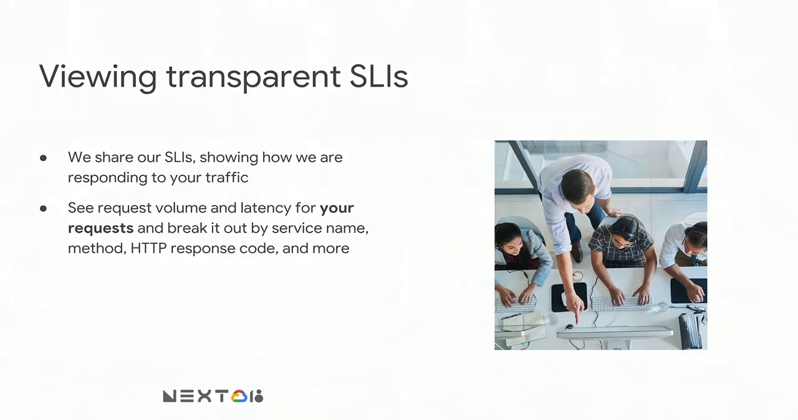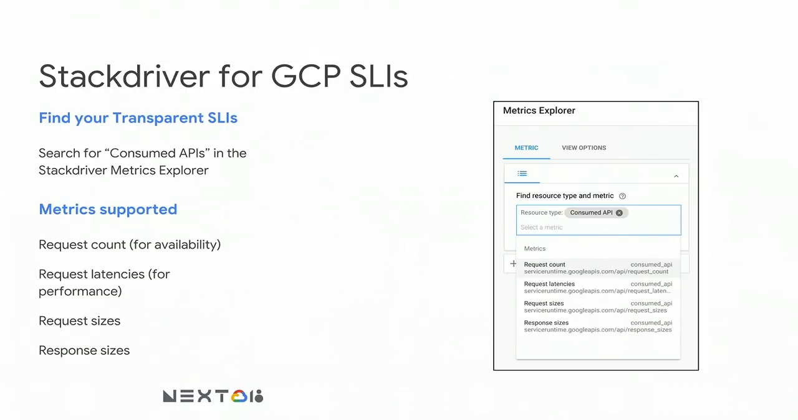So to view these, again, these are your requests, so they're per project, and they're broken out by a number of fields. In the Metrics Explorer today, you could go look at this right now, but please keep paying attention to our talk. Wait until after. You'll search for consumed API. And when you do this, you'll see there are 4 options: request count, request latency, request size, and response size.